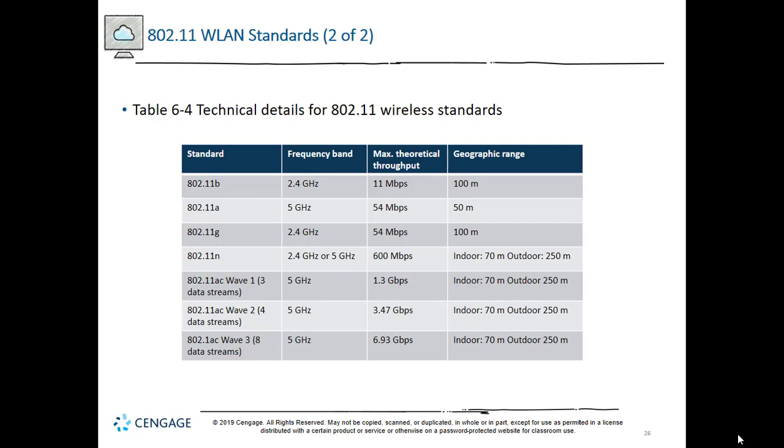What then became high popularity was 802.11g, a 2.4 gigahertz standard operating at a speed of 54 meg per second, with 100-meter distances on a really good day with no obstacles. 802.11n came out, 2.4 or 5 gigahertz, up to 600 meg per second, usually hitting around 150 meg per second. About 70 meters inside, 250 meters outside. AC is when we were starting into that gigabit range, strictly 5 gigahertz.